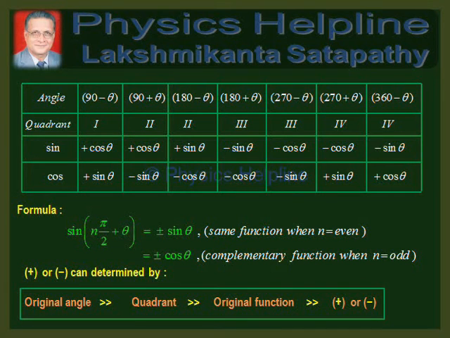Now, let us understand the formula to be used, which is written as sin of (n pi by 2 plus theta) is equal to plus or minus sin theta when n is even, and it is equal to plus or minus cos theta when n is odd. This formula, even though written for sine, is applicable to other trigonometric functions as well. Whether the value is positive or negative can be determined by considering the given function and the quadrant in which the given angle lies.